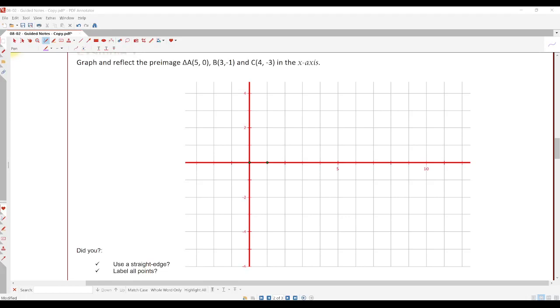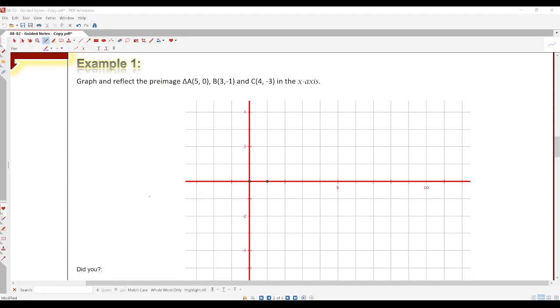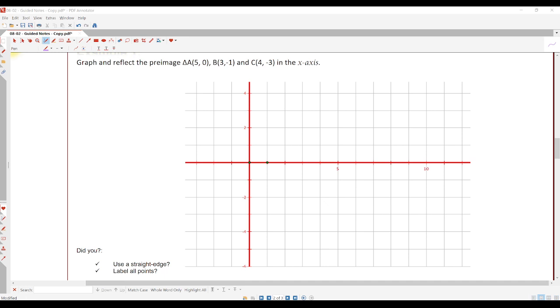All right, let's take a look at these examples. The first one is example number 1. It says graph and reflect the pre-image triangle ABC in the, and here's important right here, the x-axis. So we are going to plot these points, connect them to make a triangle, and then reflect it over the x-axis.